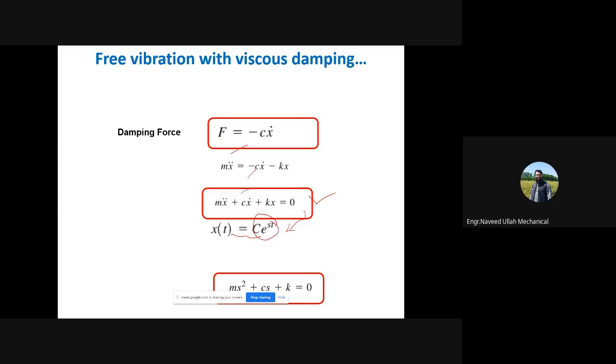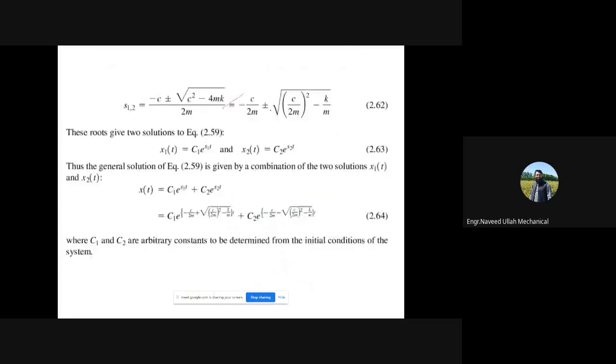Assume this solution, that is x = C e^(st). What will we do? Put it directly here: differentiate this once and put it over here, differentiate this twice and put it over here, and simplify. Then you will get this equation: m s² + c s + k = 0. And if you solve this quadratic equation, you can look at that thing.